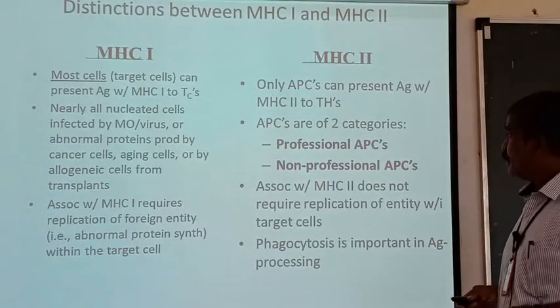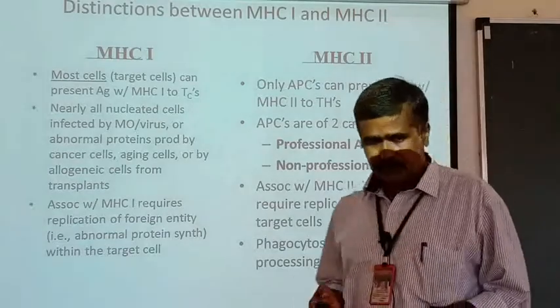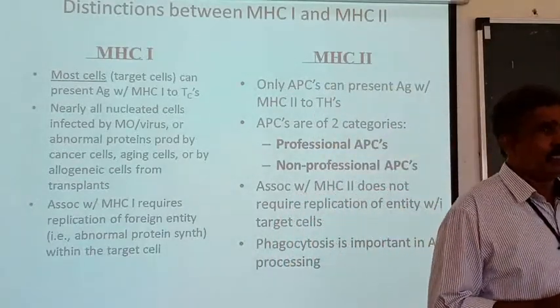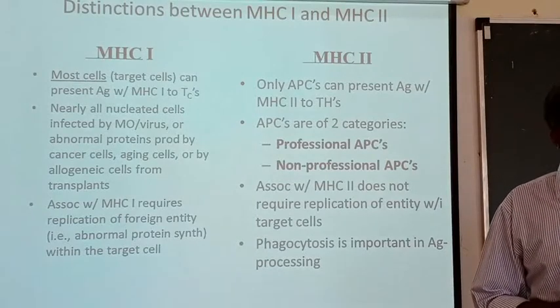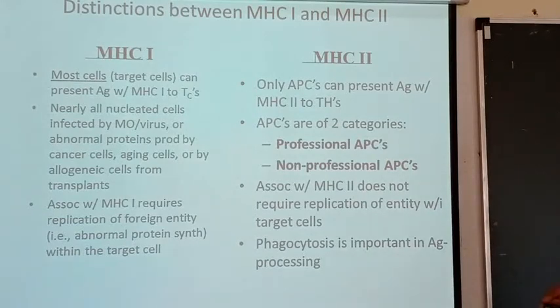Now, there is the major histocompatibility complex. Two types of the complex are available: major histocompatibility complex 1 and major histocompatibility complex 2. Both play an important role in the defense mechanism. With MHC1, most target cells can present the antigen, nearly any nucleated cell infected by microorganisms or viruses.